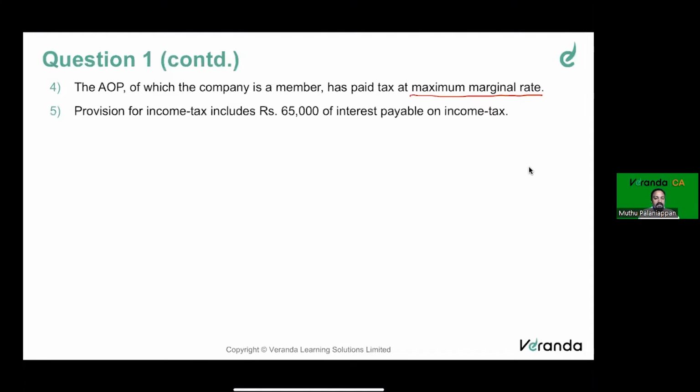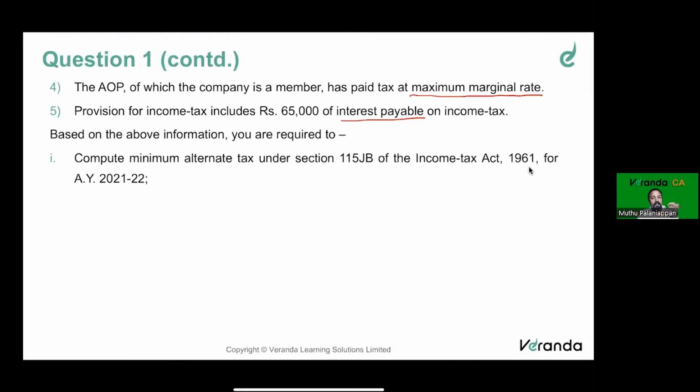And we also have another information which says about provision for income tax. Whatever we saw in the first slide includes interest payable. So the provision for tax, whatever has been provided in that table, includes interest. So that's another point. Based on the information, what are we required to do? We are required to calculate minimum alternate tax. So calculate the book profits, and apply the applicable tax rates to calculate the tax under section 115JB.